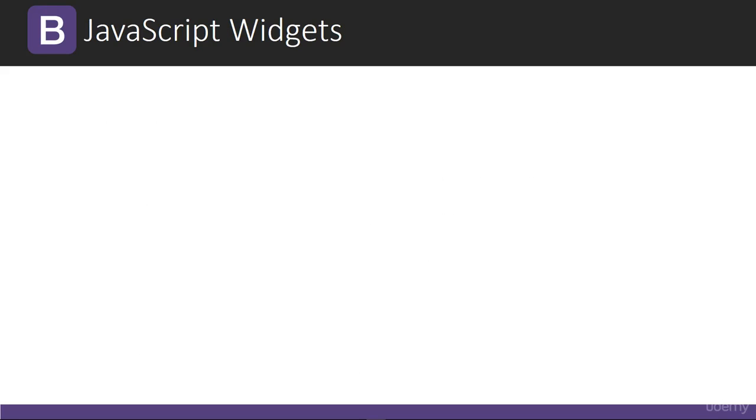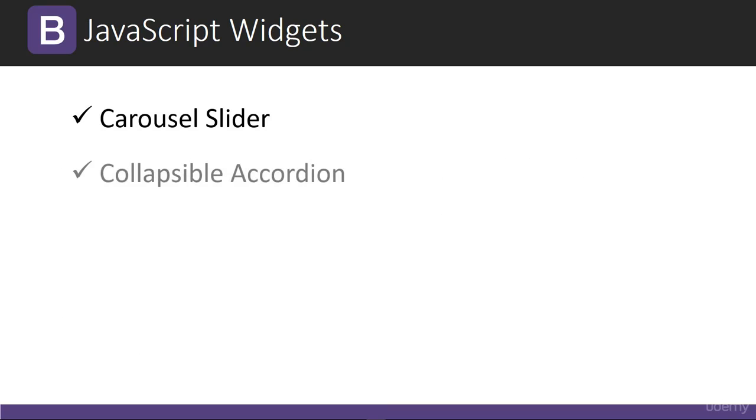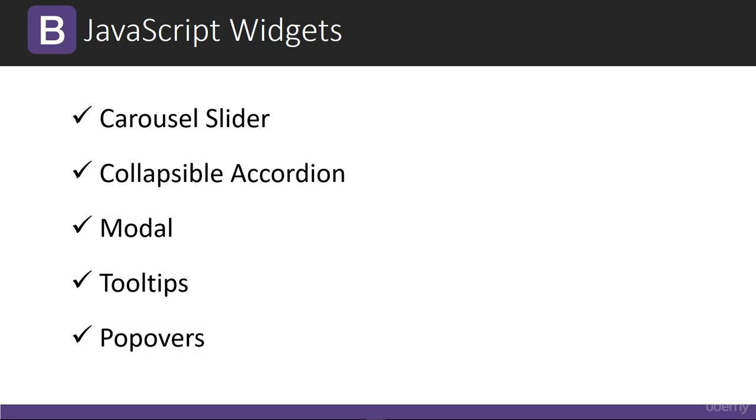All right, we also have some JavaScript widgets, such as a carousel slider, which is basically like an image or a content slider, a collapsible accordion, which is a menu where we can click on and we can have some content just kind of slide out from underneath. We also have modals, which are like pop-ups where you can put text and you can put forms and things like that. Tooltips, which you hover over something and a nice tooltip fades in. Popovers, which are very similar to tooltips but a little nicer looking. So these are some things that are included with the Bootstrap JavaScript.